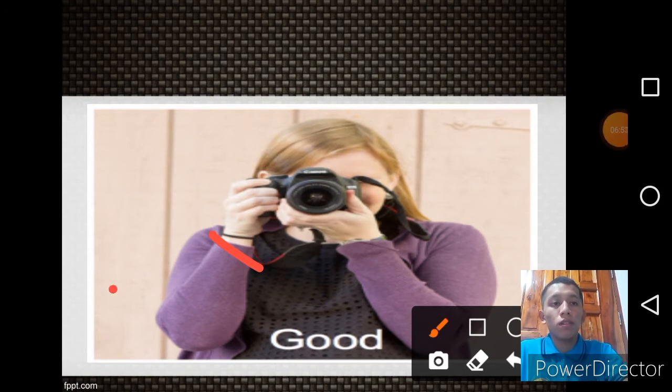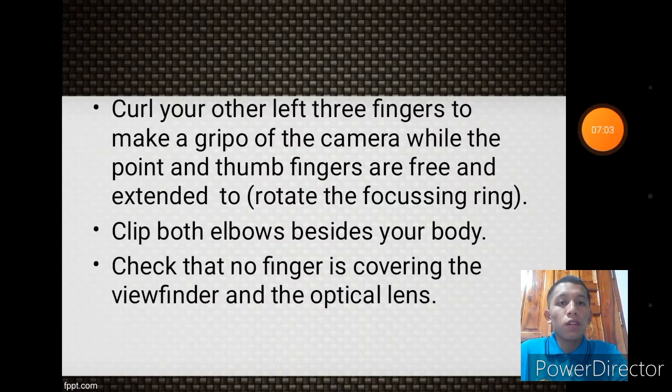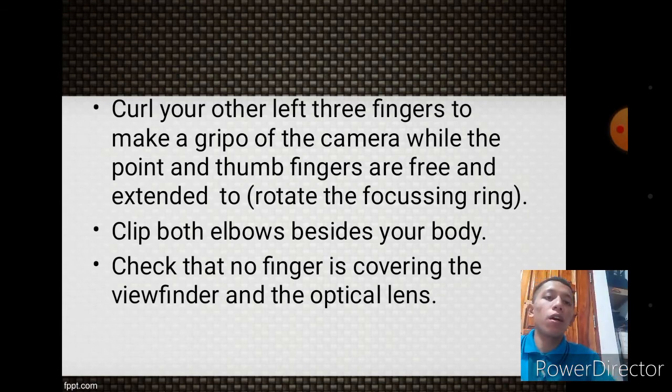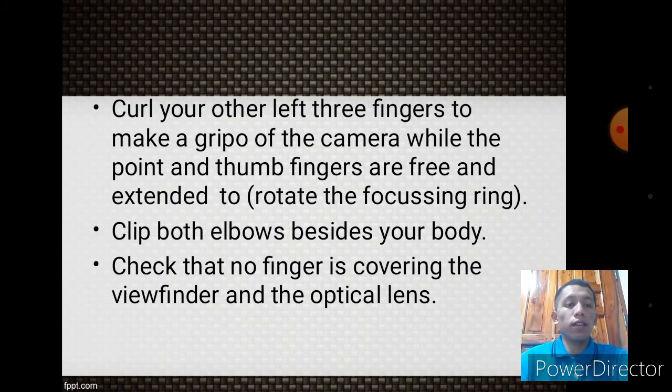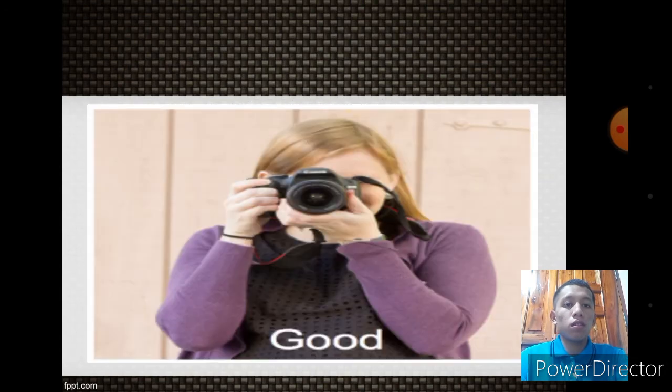Next is curl your other left 3 fingers to make a grip of the camera, while the point and thumb finger are free and extended to rotate on focusing ring. Pakita ko ulit sa inyo yon. Yung left hand niya at yung turo niya sa left tsaka sa right para dun sa ring na pag-iikutan, at dun sa ilalim naman yung pagpapatungan ng camera para hindi mahulog ng camera.